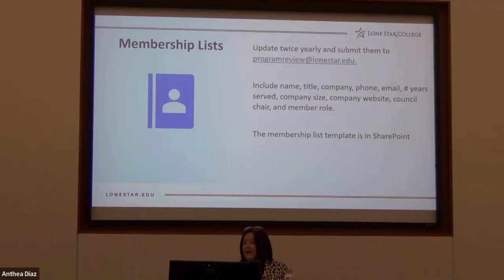A phone number, a good email address, how many years they've served, their company size, company website, whether they're a council chair or in a membership role. So as much information as we can gather about those members, the better. And we do have a template for that in SharePoint. It is a spreadsheet. It is very simple, but we get a lot of the Outlook distribution lists sent to us, and they really don't give us any information. So that doesn't help us be audit worthy, right? Because we don't know where they're coming from.